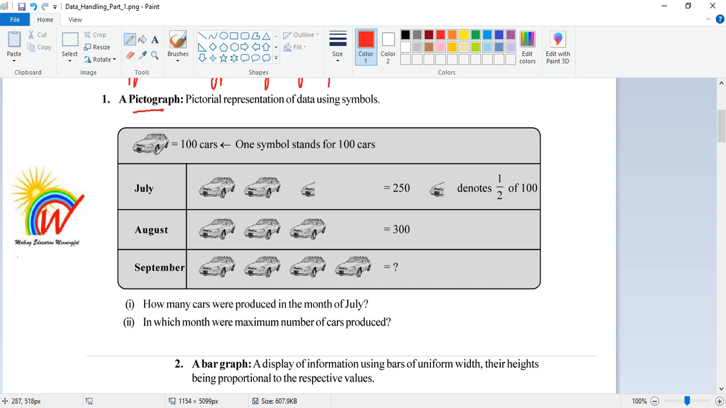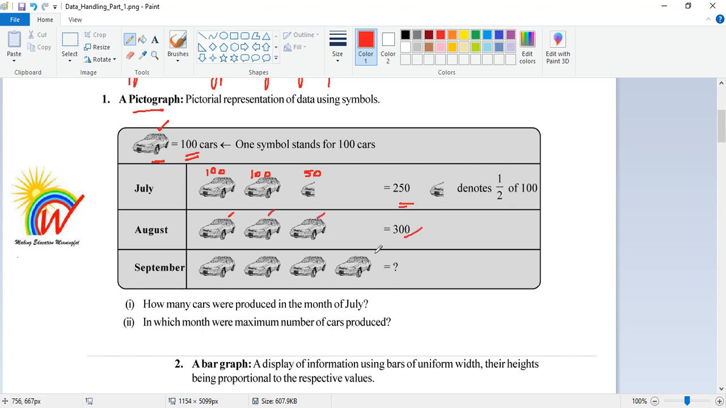They have just drawn some pictures to explain it. Here you see this one car. They have drawn one car and it is equal to 100 cars. So when I draw one car, it actually means 100 cars. One symbol stands for 100 cars. Now in July it says, this is 100 cars, this is 100 cars, and this is half of the car, so 50 cars. So 250 cars. This denotes half of 100. Understood? Here this is going to be 100, 100, 100, so 300.